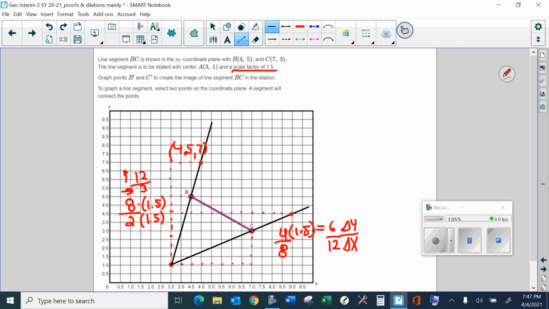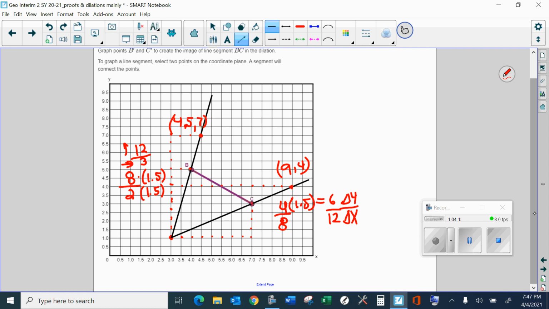And it has to be right on that line, as we see right there perfectly. So what is that point? 9, comma 4. So I'm going to plot 9, 4. I'm going to plot 4.5, 7. It says it'll connect it for you. Okay, so that's how you need to do it when it is off the origin.